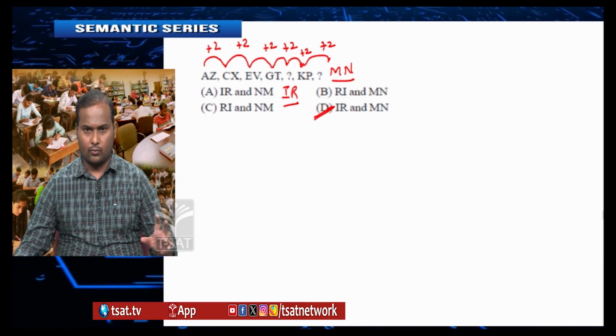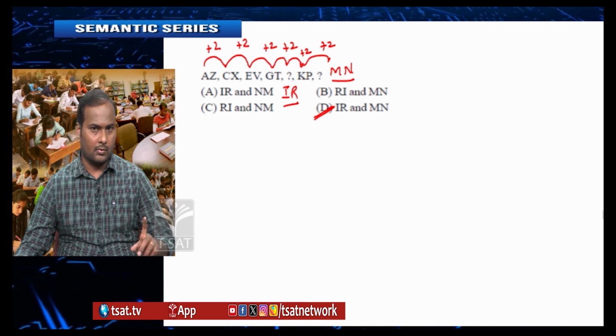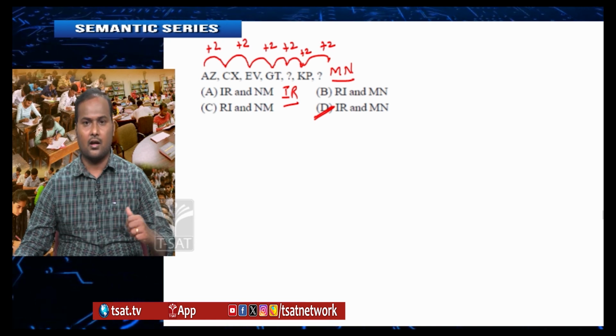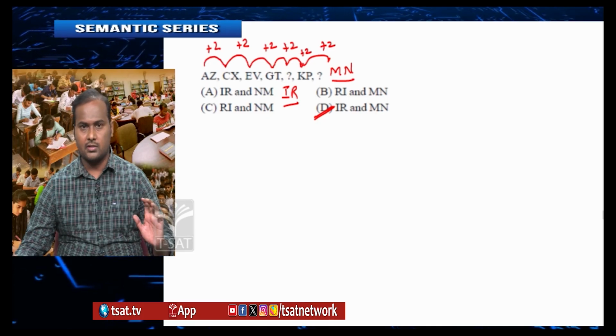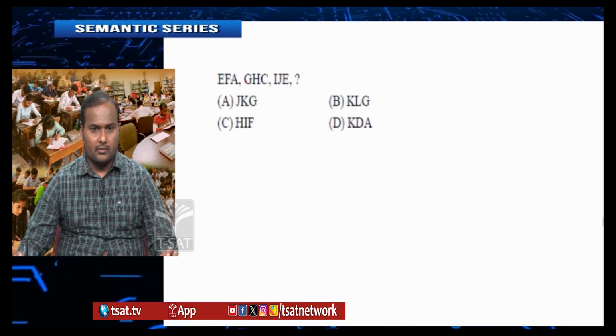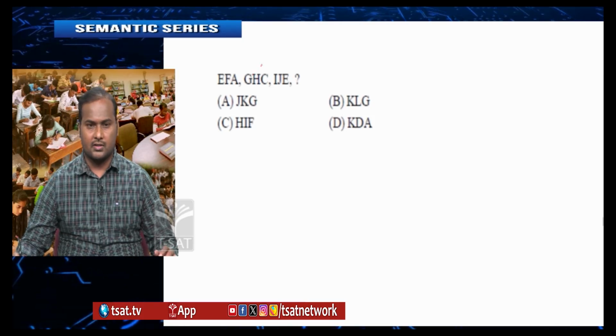So, here two things are involved. Number one, it is changing by plus 2, the series is increasing by plus 2, and the next thing he added is opposite. So, it is a combination of two, one is series by plus 2 and the next one is opposite. The next question is also a kind of mixed series.